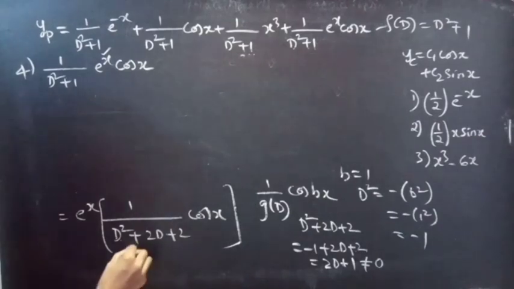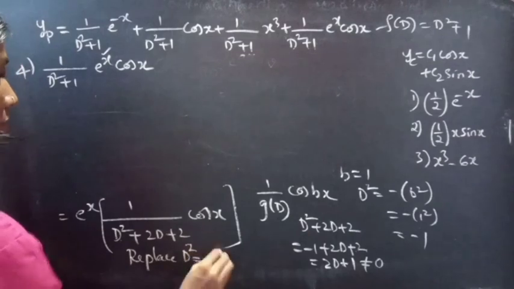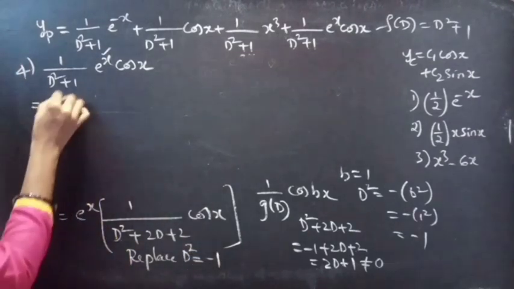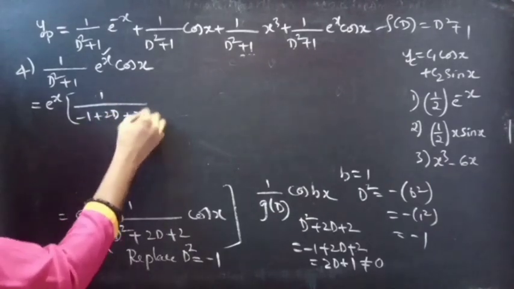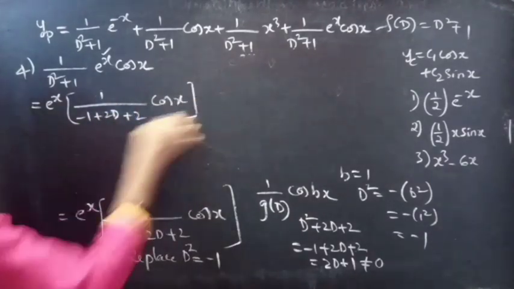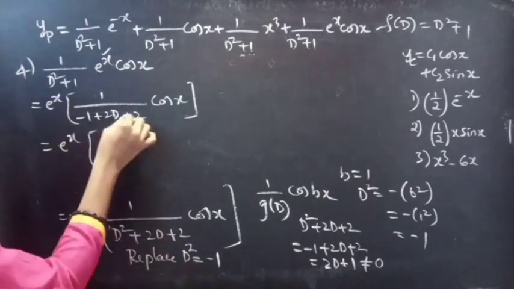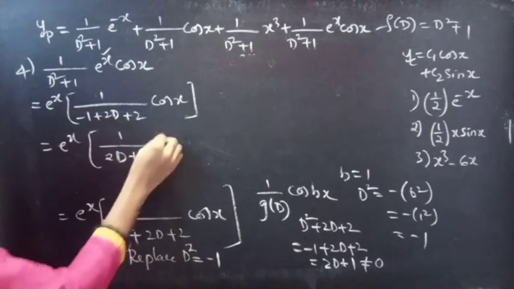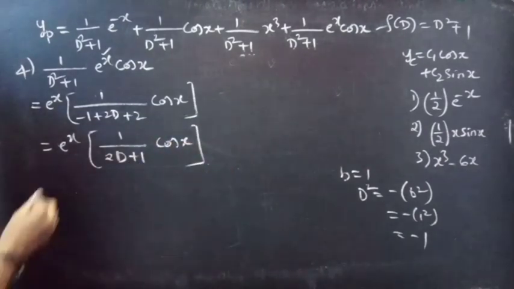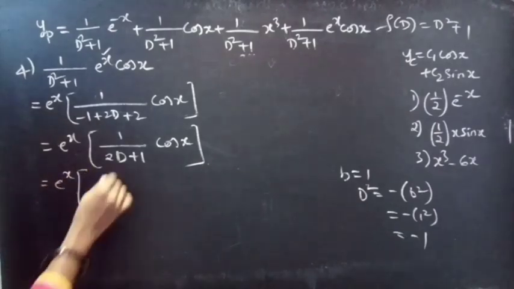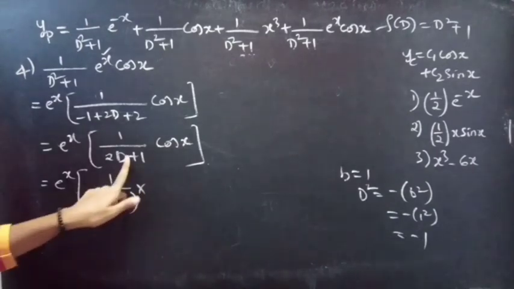Now replace d square by minus 1, then this becomes e power x into 1 by minus 1 plus 2d plus 2 into cos x, right? This is equals to e power x into 1 by 2d plus 2 minus 1 is plus 1 into cos x. This is equals to e power x into 1 by 2d plus 1. See, in the denominator, we are having 2d plus 1.